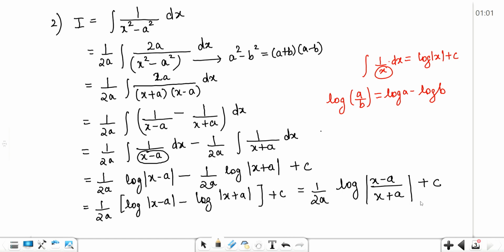So this is how we can prove the first two special integral formulas. I hope you have understood this proof. Make sure you practice it because it comes in your board exam.